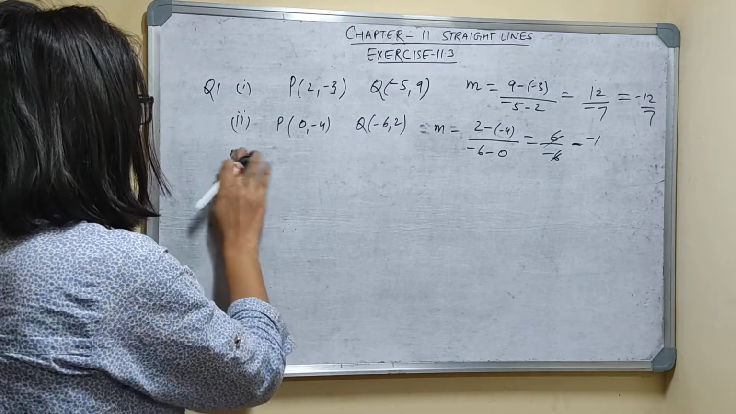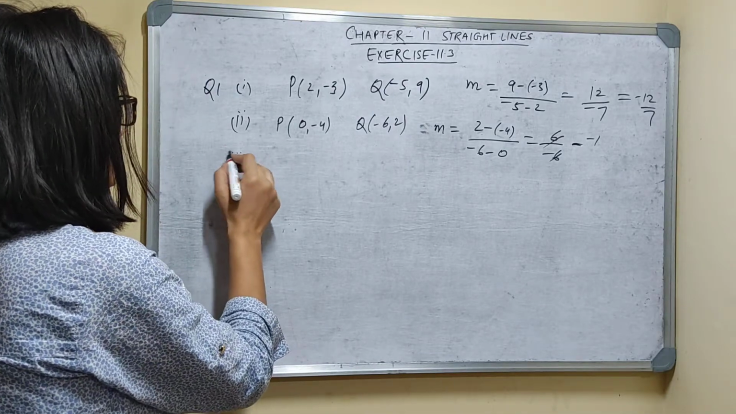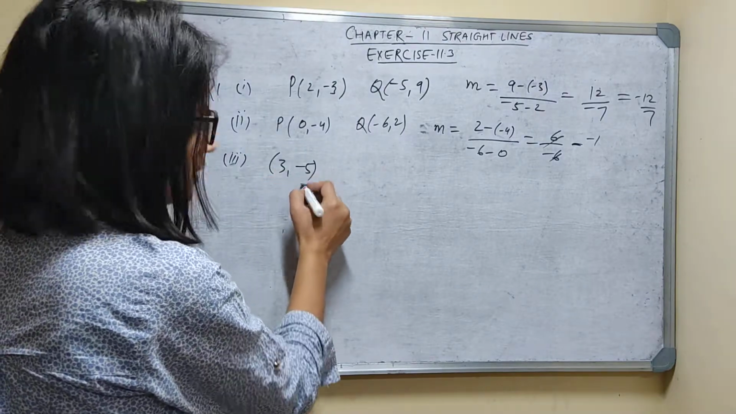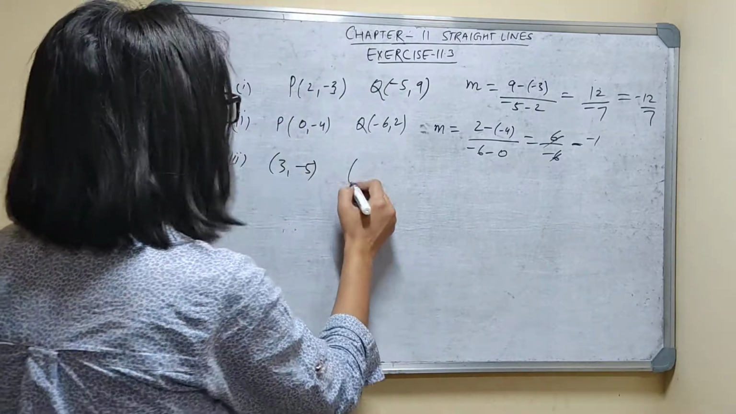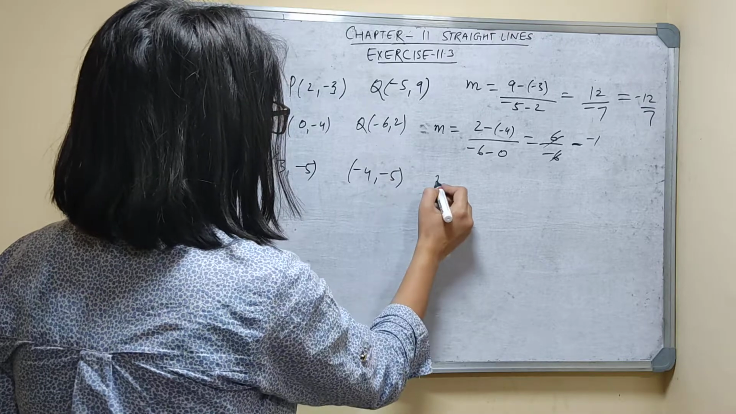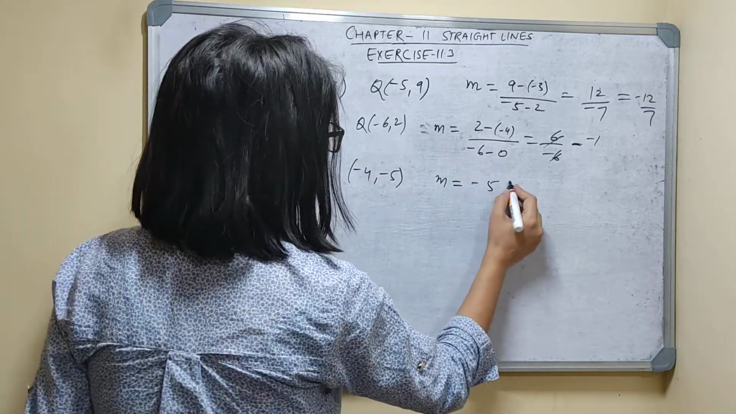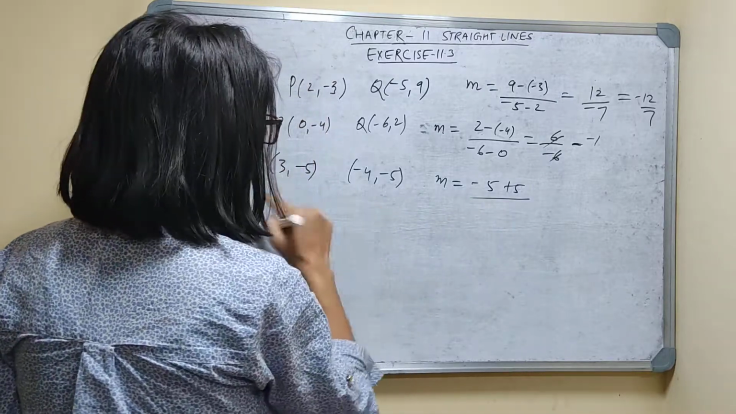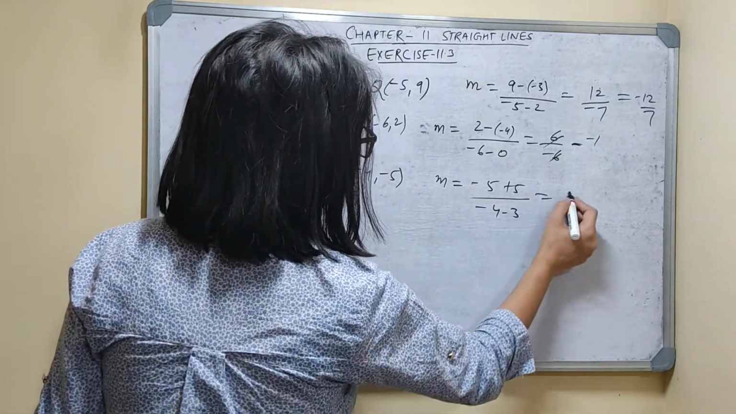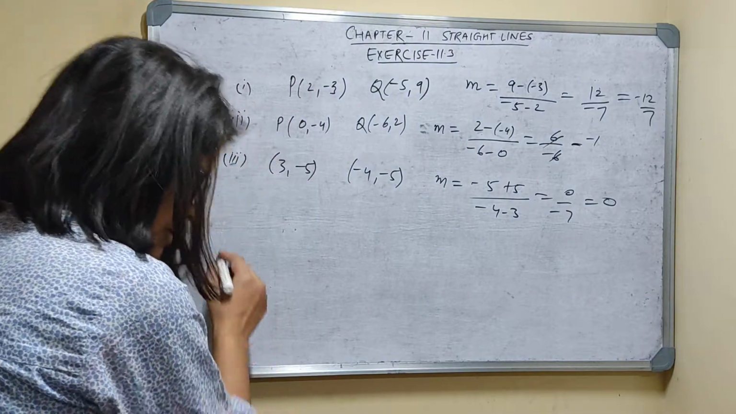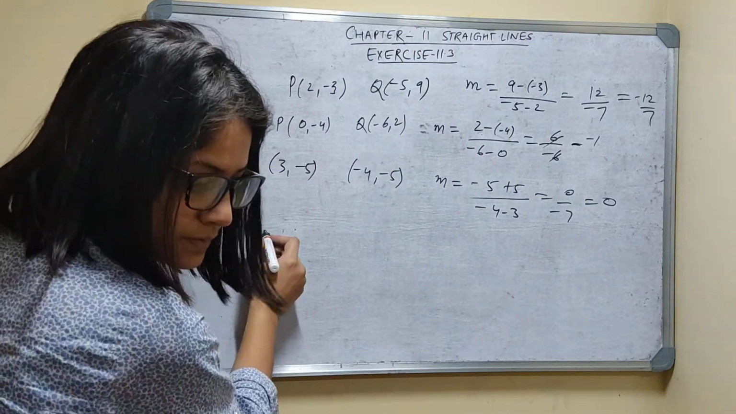Third part. Points are given (3, -5) and (-4, -5). So m will be what? Minus 5 minus minus 5, so minus 5 plus 5 upon minus 4 minus 3. So 0 upon minus 7, the answer is what? 0. Is it clear?